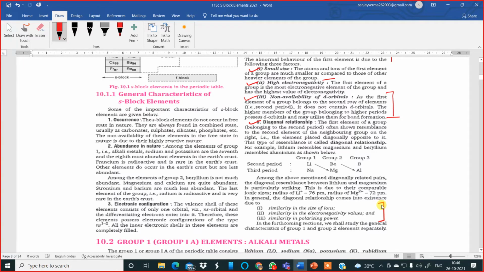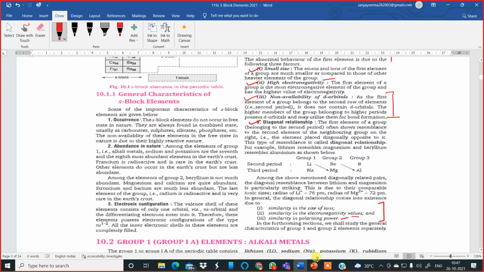Why do the elements of the second and the third period, which are placed diagonally opposite, have similar properties? The reason is here: size of ion is similar, electronegativity values are similar, and polarizing power is also similar. Okay, now let us move further.